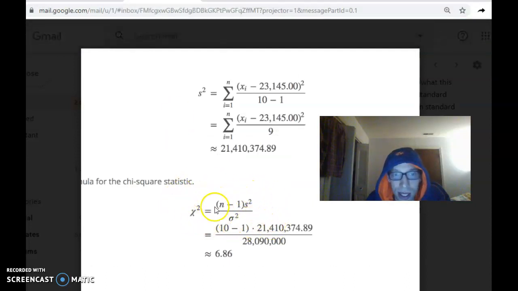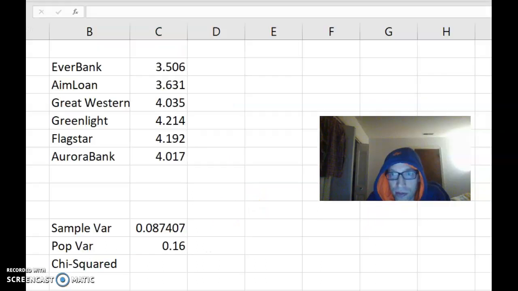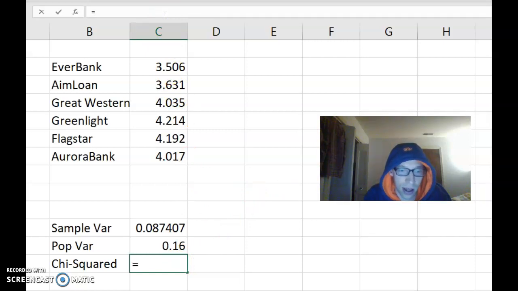The chi-squared equals that degrees of freedom, which in this case we have 6 data points, so that would just be 5 up there, times sample variance divided by population variance. So let's go ahead and calculate that. So we'll take the 5, which is 6 data points minus 1, so just 1 fewer than the number of data points we have, times that sample variance, and don't really need these parentheses here, but then divided by this population variance, and this will give us our chi-squared statistic.